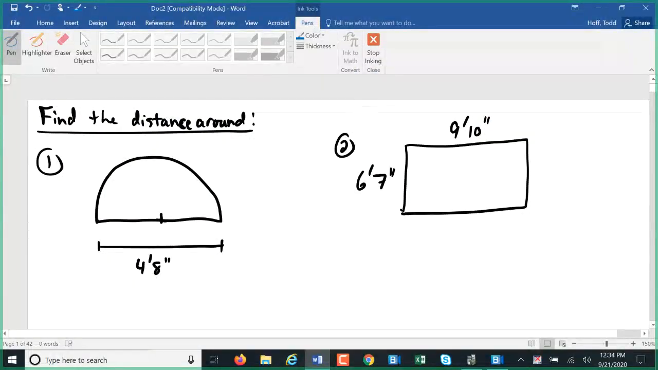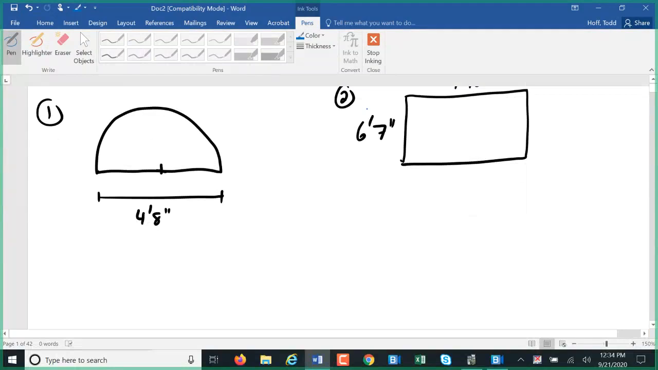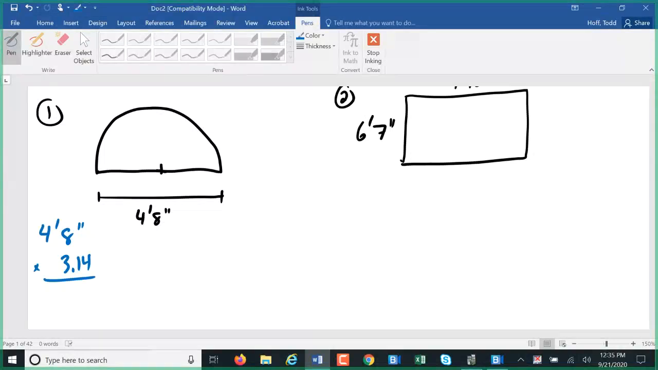So number one, this is a half circle, and I'm asking you just find the distance around, or the perimeter, around this. To do that, we need to find the circumference of a full circle. Now, we could multiply 4 foot 8 inches times pi as it is if we wanted to, because pi technically is not a measurement. It's what we would call a scalar number. It's a non-measured number. But that gets to be pretty complicated to do.